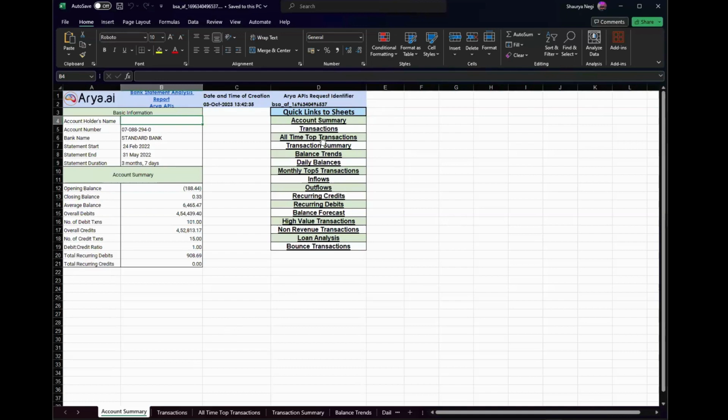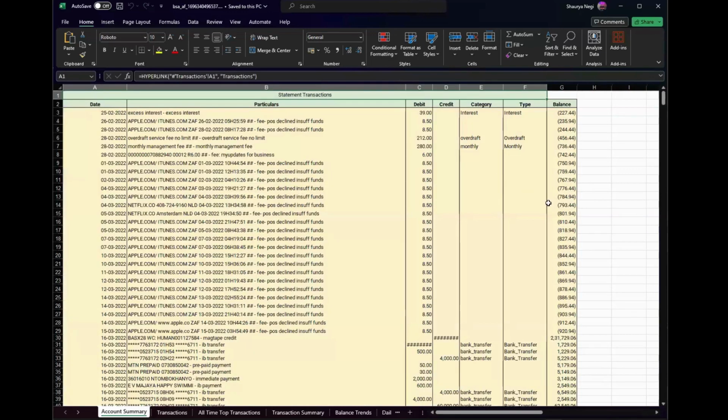So we'll just use this particular hyperlink to go over to the second sheet, transactions, by clicking on here. So this is the next sheet.